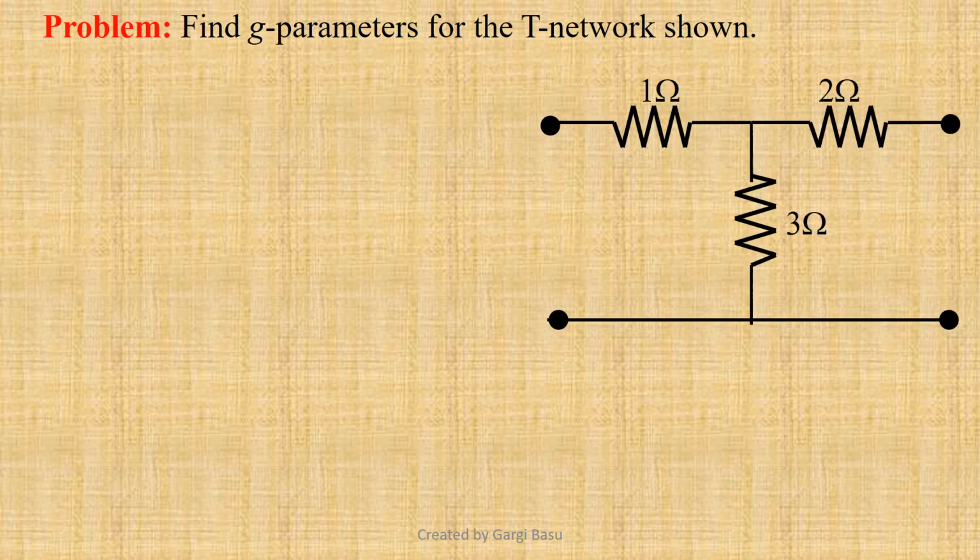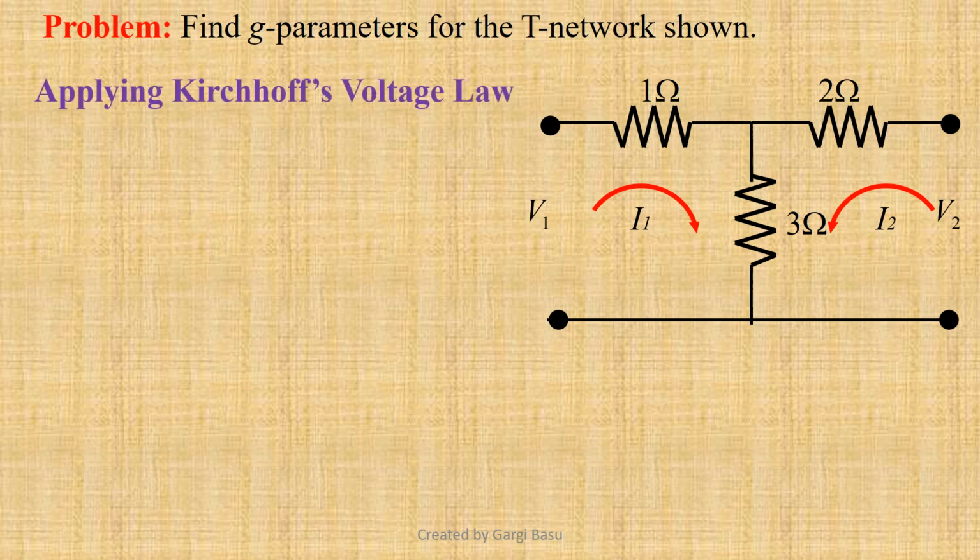Now we have to find the G parameters for the resistive network shown. Let the input and output port voltages be V1 and V2 and the loop currents be I1 and I2. Applying Kirchhoff's voltage law, from loop 1 we can write V1 equals 4I1 plus 3I2, and from loop 2 we can write V2 equals 3I1 plus 5I2.